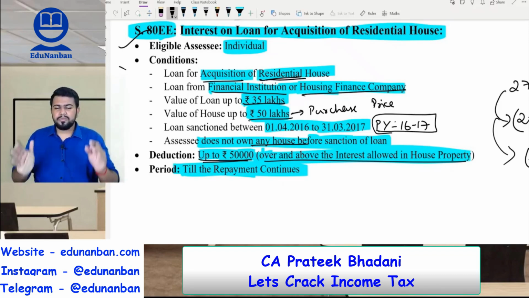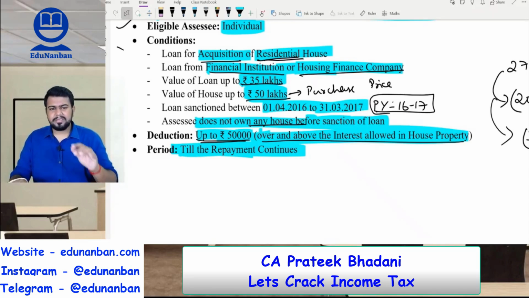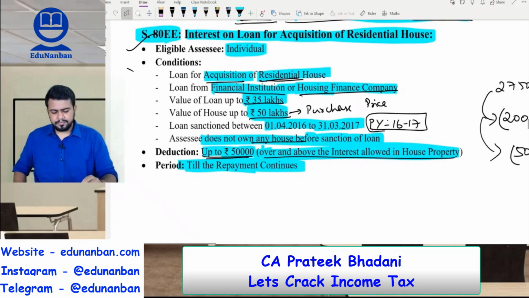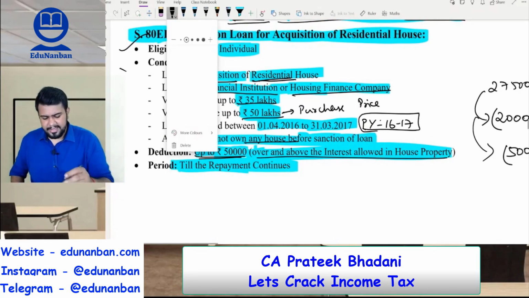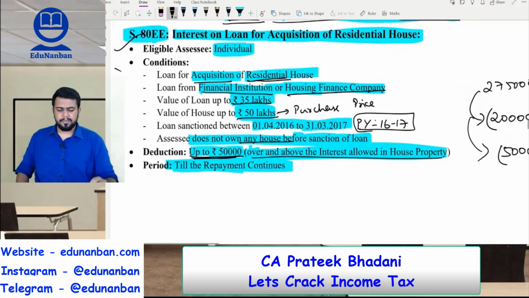Then the loan should be sanctioned only in the previous year 16-17, that is from 1/4/2016 till 31/3/2017. Then while taking the loan, the assessee should not own any house other than the house on which the loan is going to be taken. So the assessee should not own any house while taking the loan. What is the amount of deduction? It is 50,000 rupees over and above the interest allowed under the house property chapter.